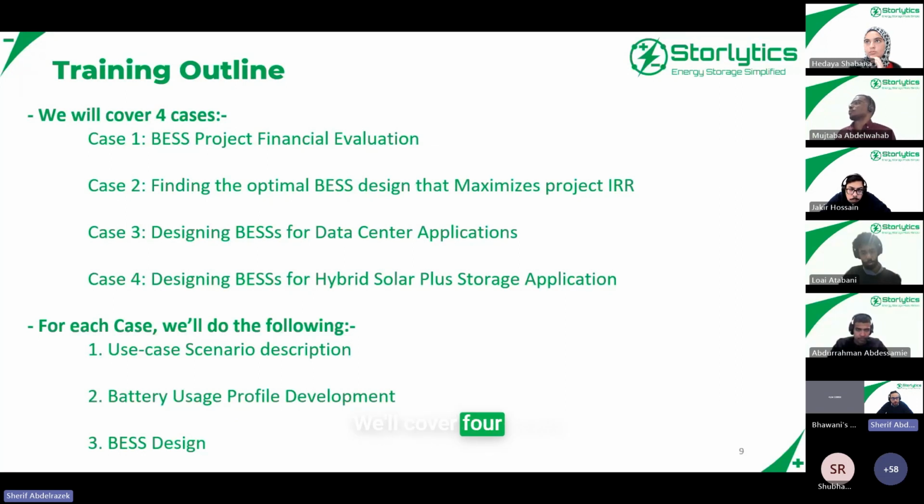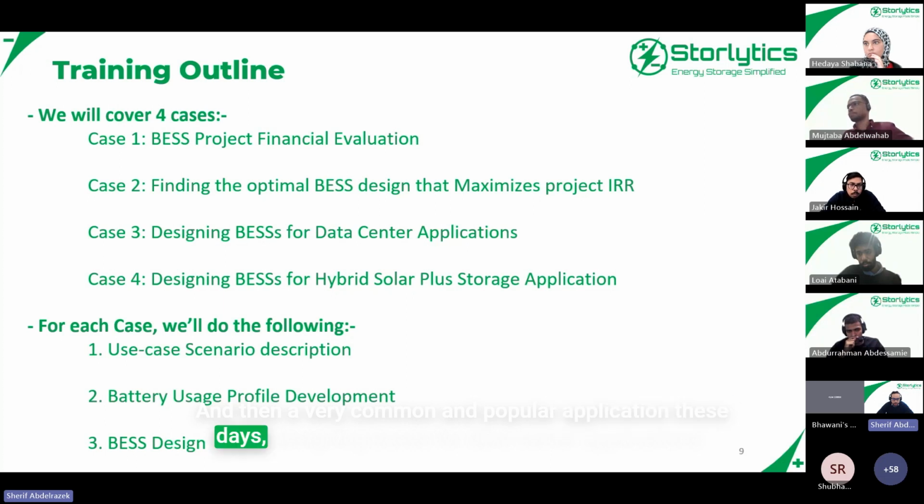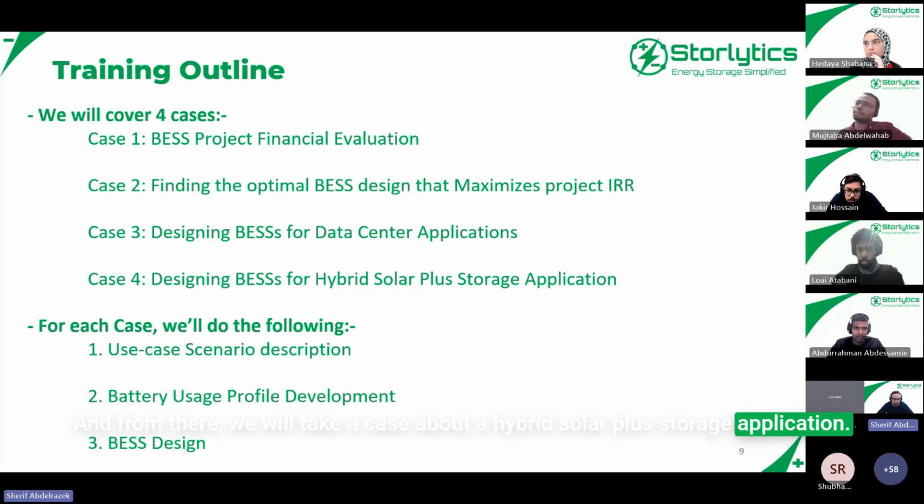So we'll cover 4 cases. The first one is going to be about just financial evaluation of a BESS project. Second one, finding the best design to maximize project IRR. So that will include both kind of the cost side of the equation and the revenue side. And then a very common and popular application these days, designing BESSs for data center applications. And from there, we'll take a case about a hybrid solar plus storage application.